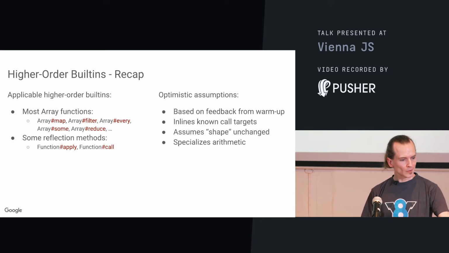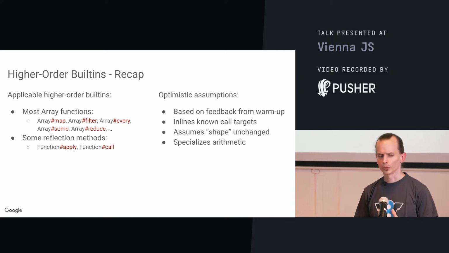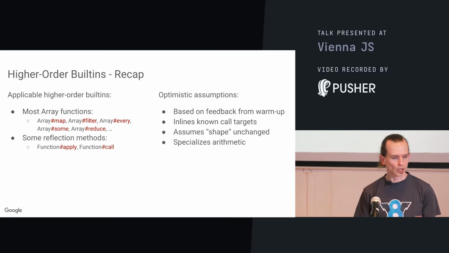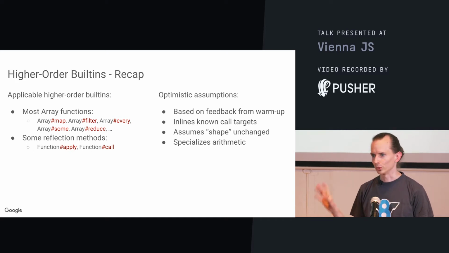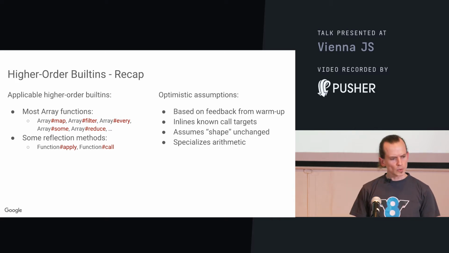All right, let's do a recap. I just showed one example with the array reduce, but the same principle applies to basically all the array built-ins you can think of, the higher order ones, like map, filter, every, sum, reduce. There are also other built-ins that do similar things, that also have loops in them, for example, Function.prototype.apply or Function.prototype.call. So all of those get optimized in the same way.